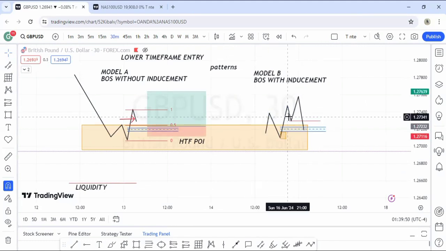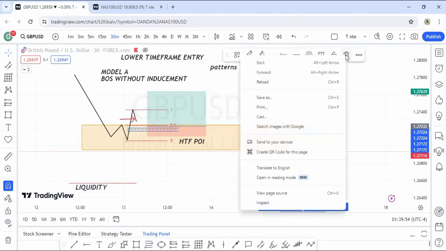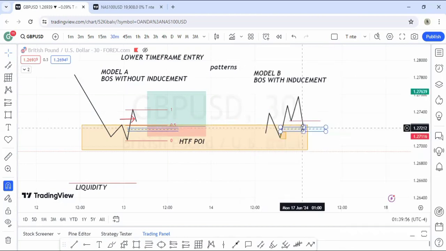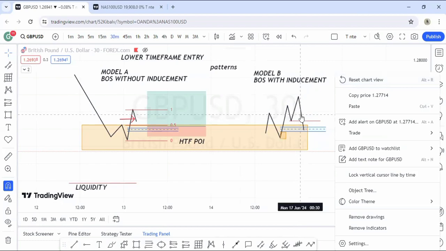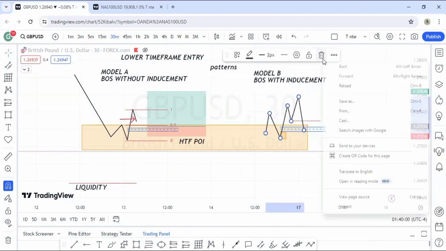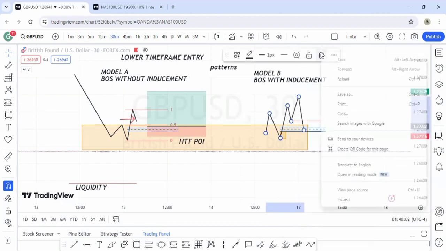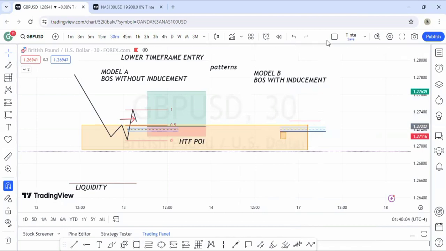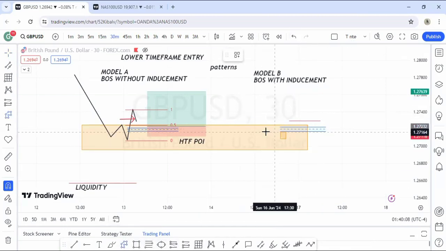It's just that there's usually an inducement high before the POI. And sometimes it might look like this too. Sometimes it's not just one low that forms. Sometimes it can form like three lows, right? Sometimes it can look like this.